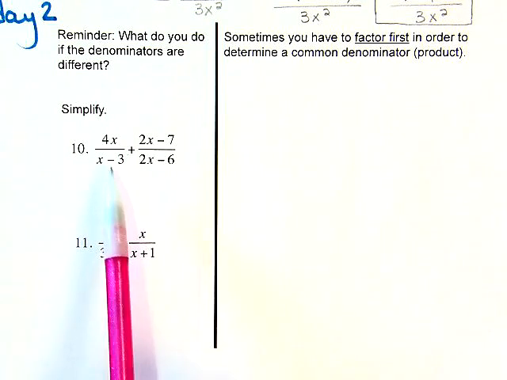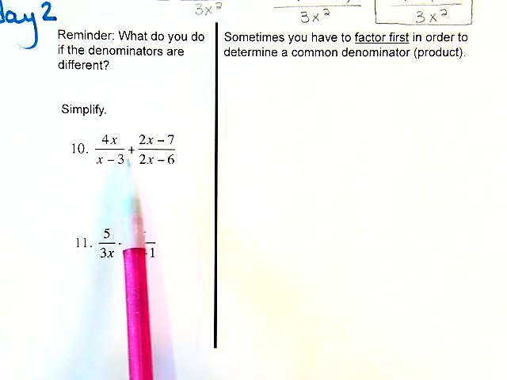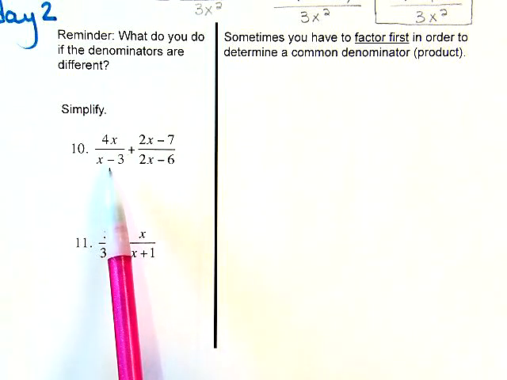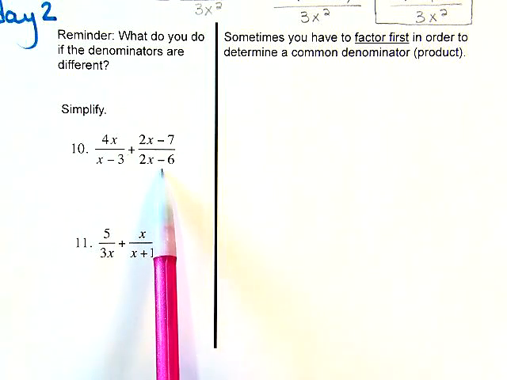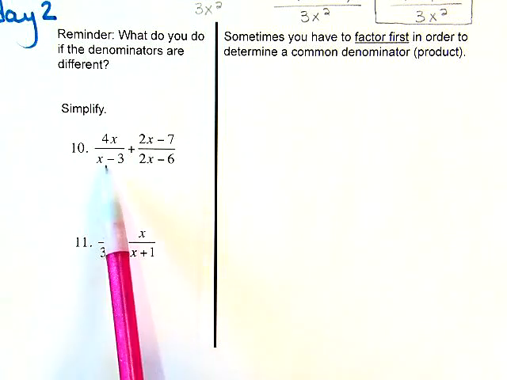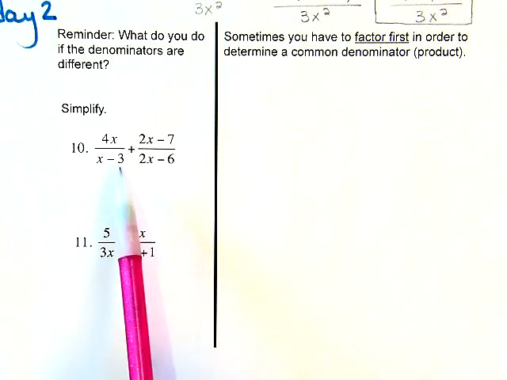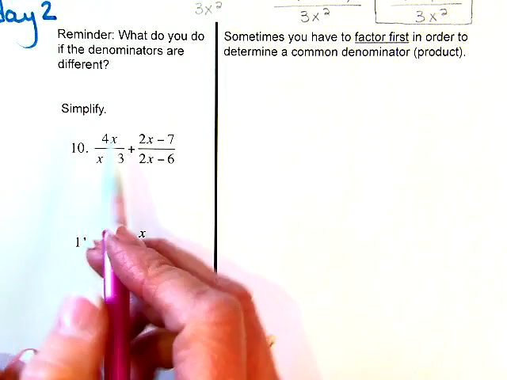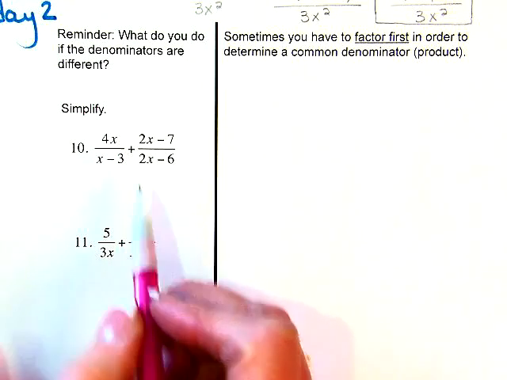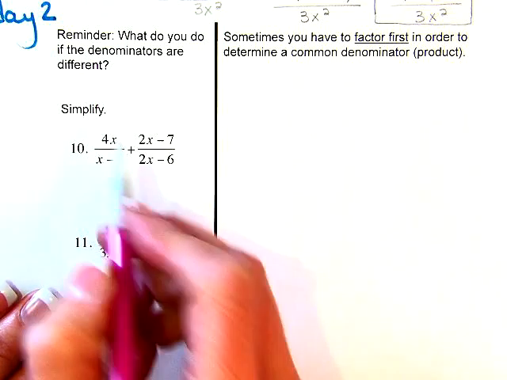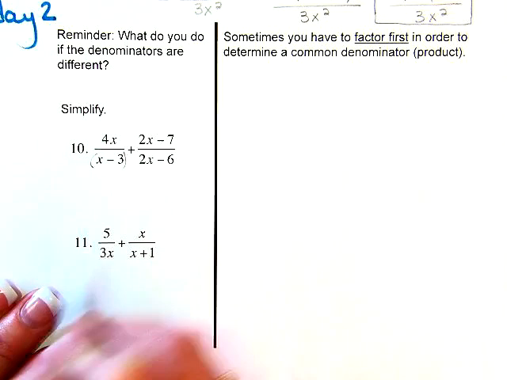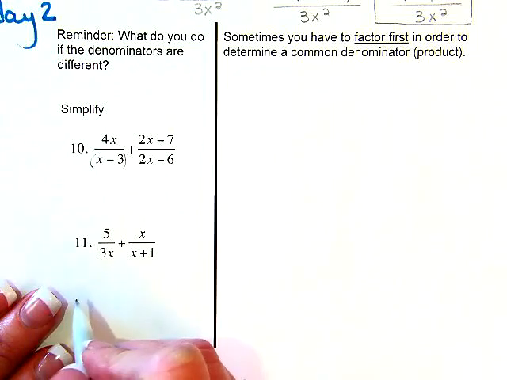So looking at number 10, you have 4x over x minus 3 plus 2x minus 7 over 2x minus 6. Notice these are not common denominators. Before we can add or subtract, we have to get these to be identical. So we look at the denominators and check to see if they're in factored form or not. This x minus 3 is just a binomial, so it is a factor itself, so I'm going to group it just for visual.